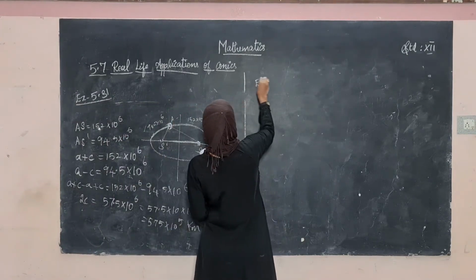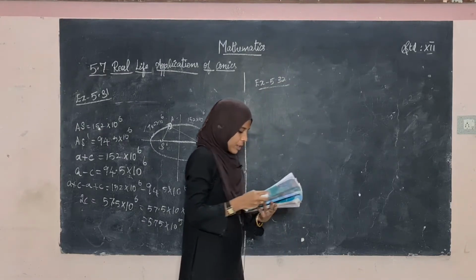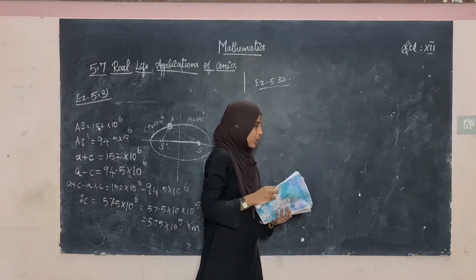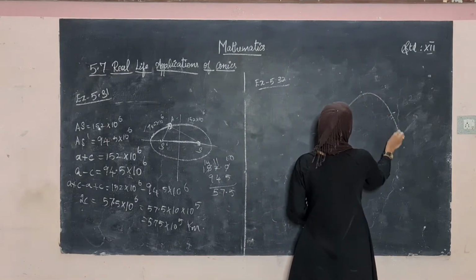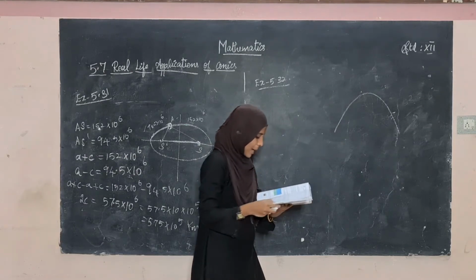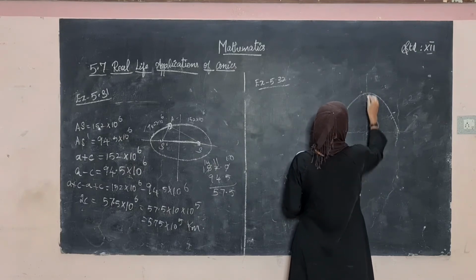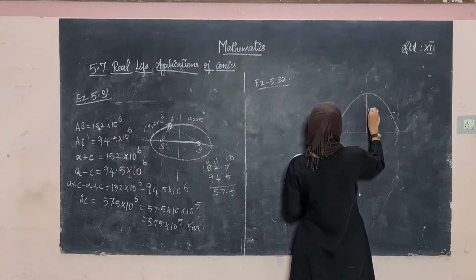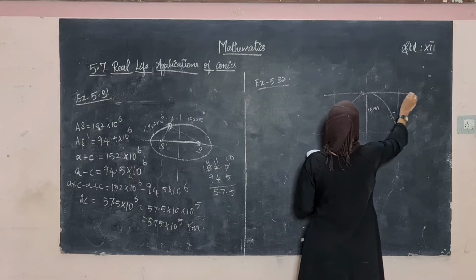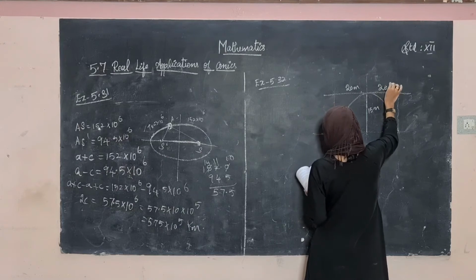Example 5.32. A concrete bridge is designed as a parabolic arch. So this is a bridge, and this is the parabolic arch. The road over the bridge is 40 meter long and the maximum height of the arch is 15 meter. This height is the maximum height of the arch, 15 meter, and the road over the bridge, from this point to this point, is 40 meter. So 40 meter means this will be 20 meter and this will be 20 meter.